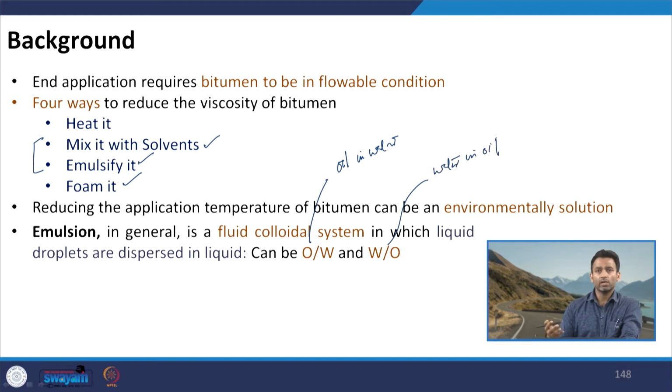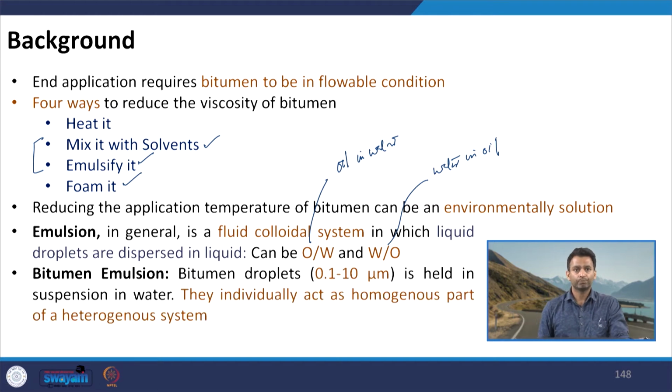As the name suggests, an oil in water emulsion is a form of emulsion in which oil particles are dispersed in the water medium, which is the aqueous medium, whereas a water in oil emulsion is a form of emulsion in which water droplets are dispersed in the oily medium. Bitumen emulsion falls under the first category, which is the oil in water form of emulsion. Here the size of the bitumen droplets can vary with the type of emulsion we are trying to produce, from 0.1 micrometers to about 10 micrometers.